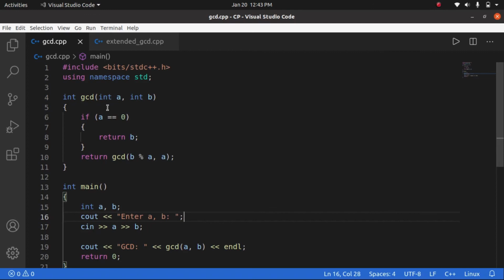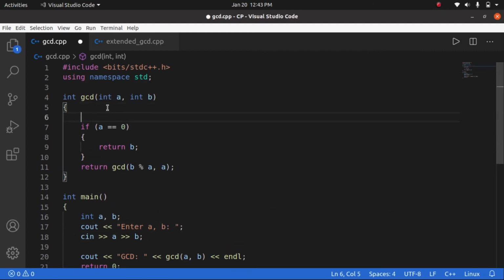Now this algorithm takes O of log k, where k is the smaller number between the two numbers. Okay, so this is the GCD algorithm using the Euclidean method.